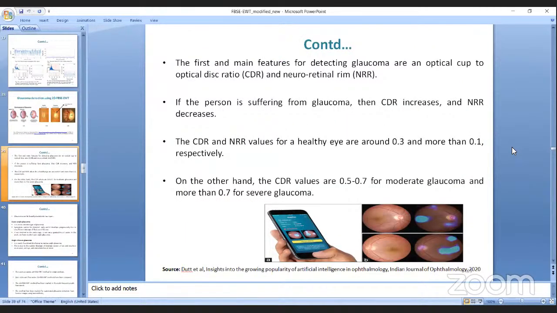The first and most important features for detecting glaucoma are the optical cup to optical disc ratio, known as CDR, and the neuroretinal rim, NRR. If a person is suffering from glaucoma, then the CDR increases and the NRR decreases. The CDR value for a healthy eye is around 0.3, and the NRR is more than 0.1. On the other hand, the CDR values are between 0.5 and 0.7 for moderate glaucoma, and more than 0.7 for severe glaucoma.